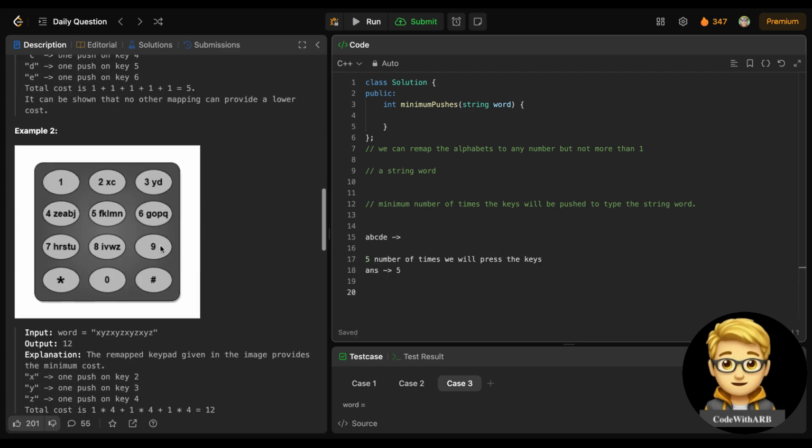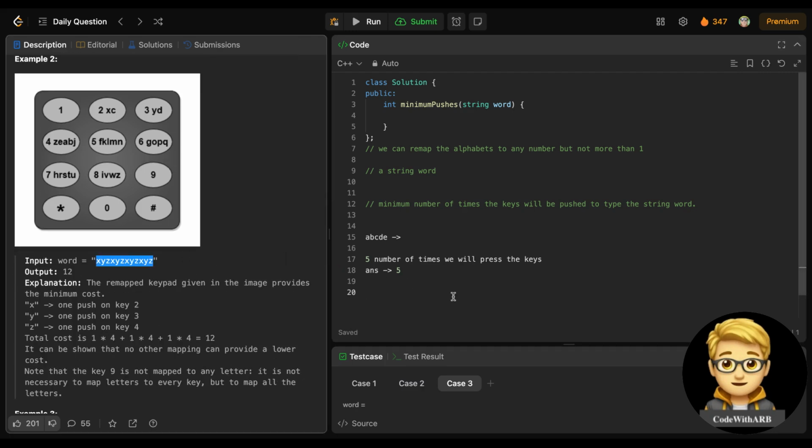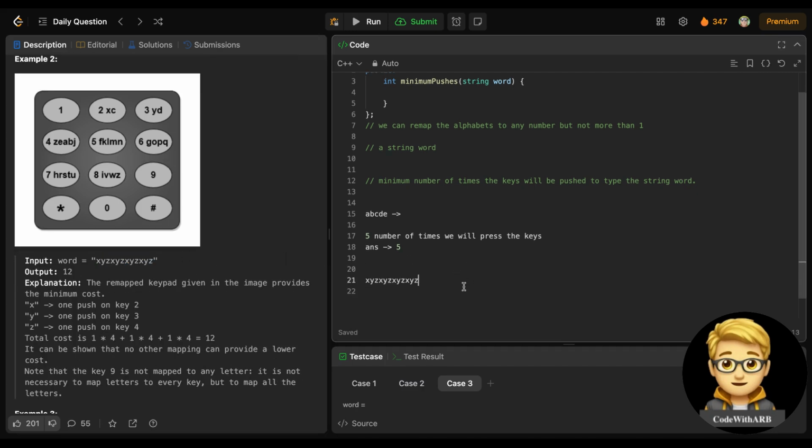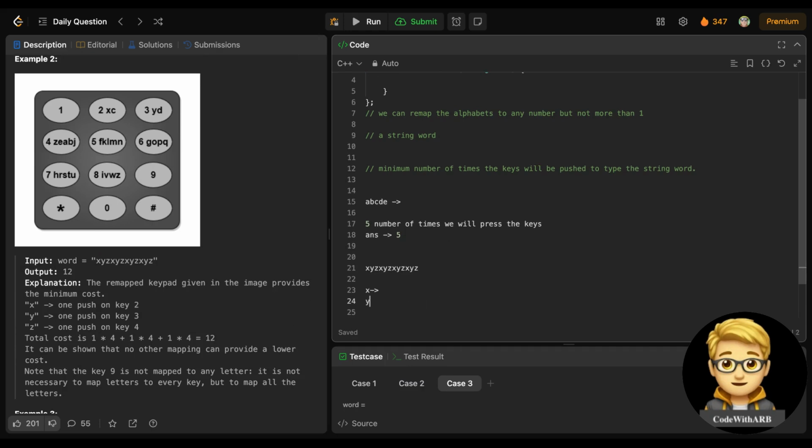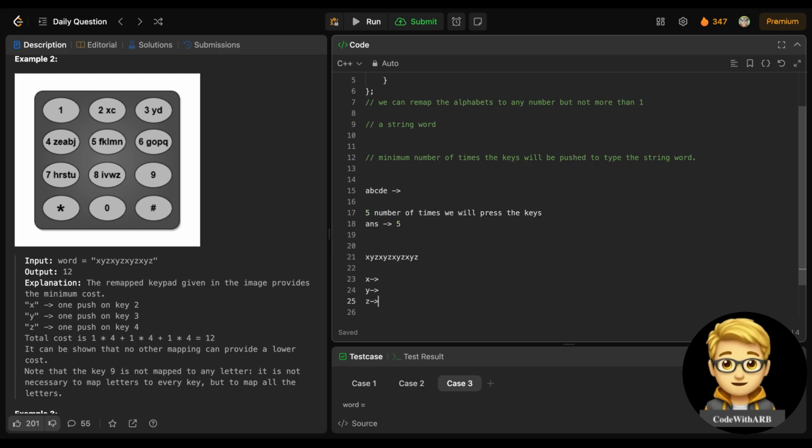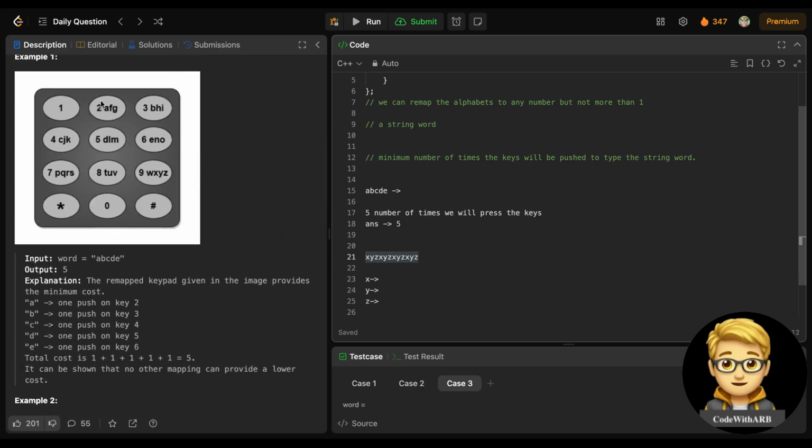Similarly, if you see this example, xyz, there are x, y, and z. If you see the original keypad, xyz is present on the number 9, but for that you need to press 1, 2, 3, and 4 times to get x, y, and z. So that will not be the minimum number of times, right?